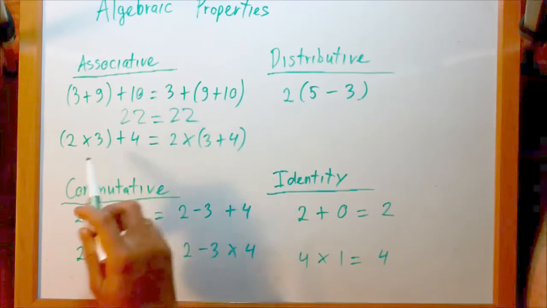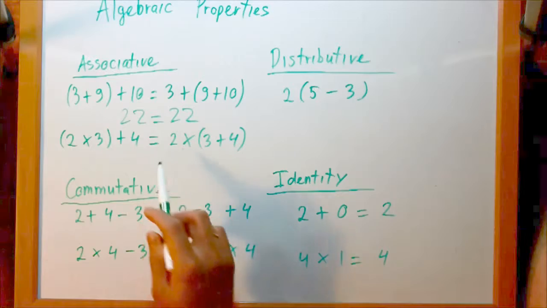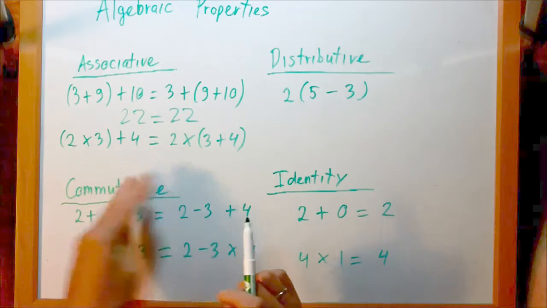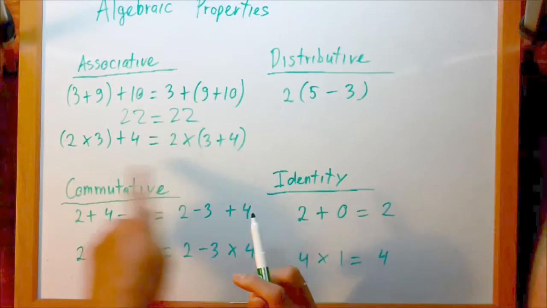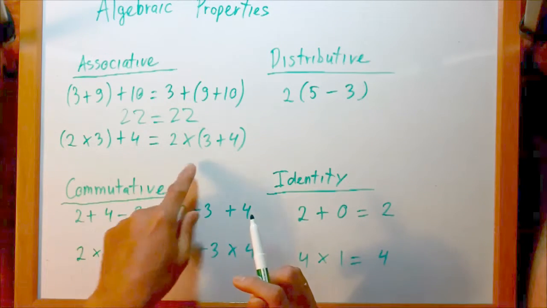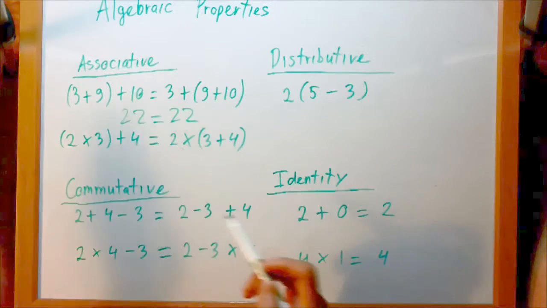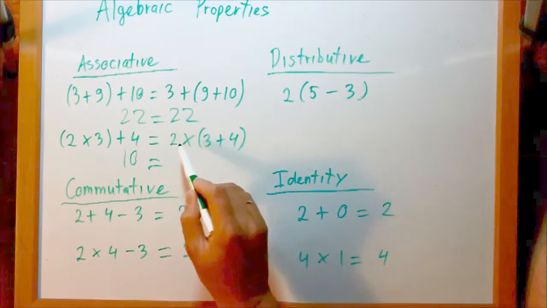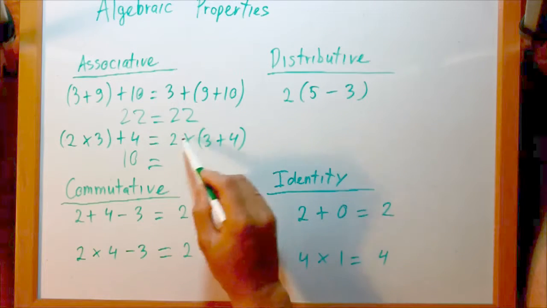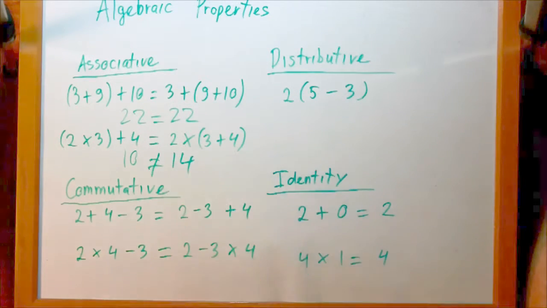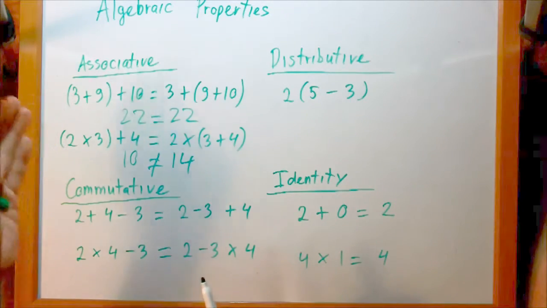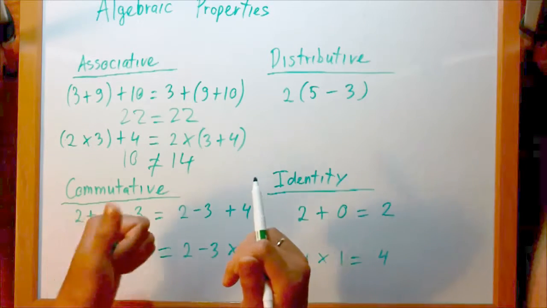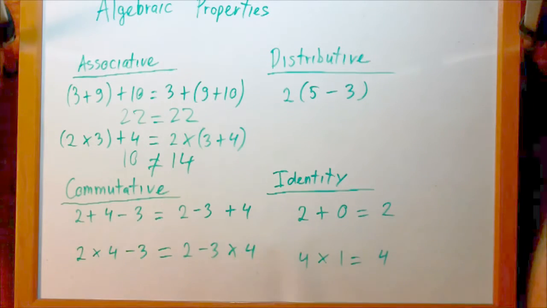However, the associative property does not work when multiplication and addition are combined, as you can see here. I group 2 times 3 over here, but here I group 3 plus 4 first. So here we have 6 plus 4 is 10, and here we have 3 plus 4 is 7 times 2 is 14, which is not equal to each other. So associative only works when the whole entire thing is either all addition or all multiplication.